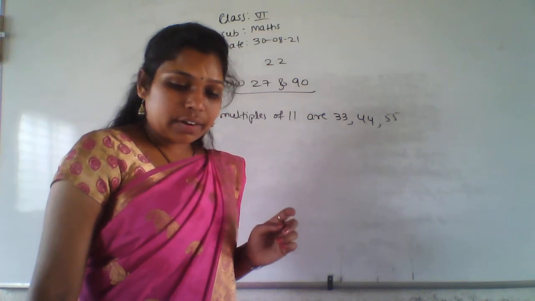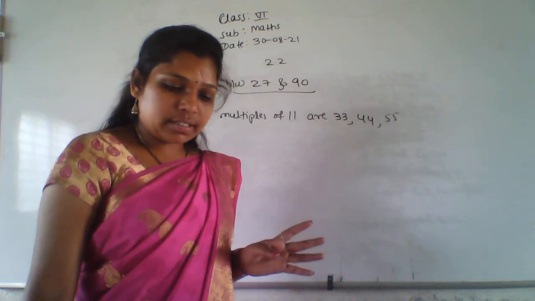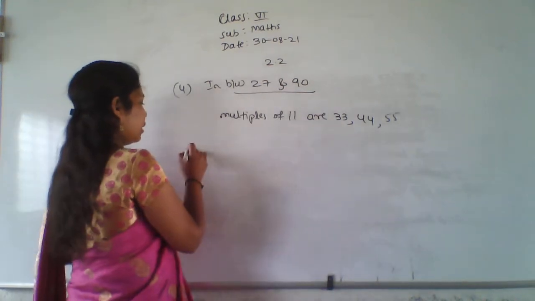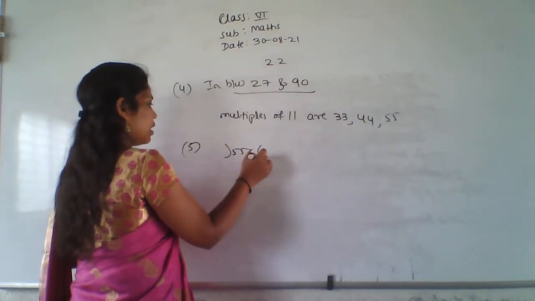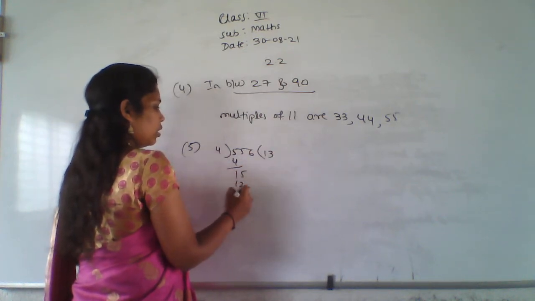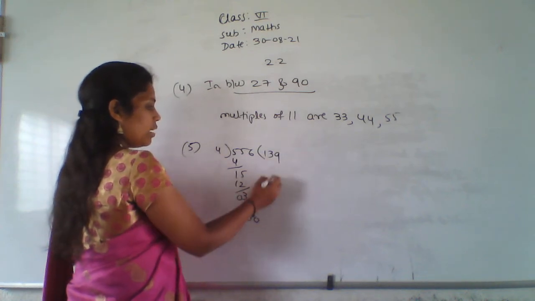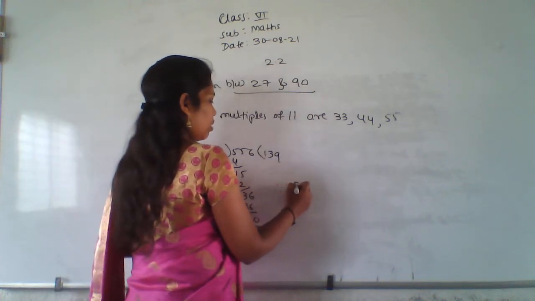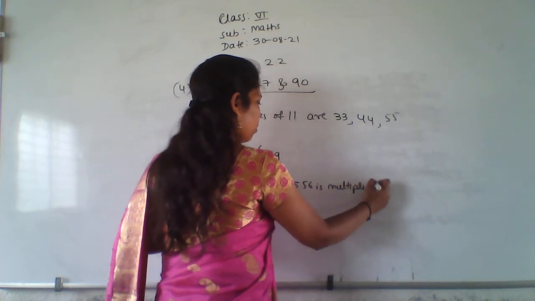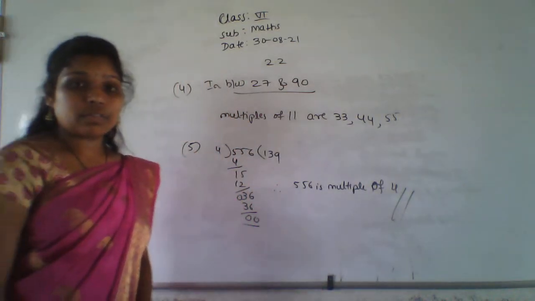Next, check whether 556 is a multiple of 4 or not. Same thing, we have to do the division here. Fifth main, 556 divided by 4. 4 ones are 4, 1 left, 4 threes are 12, 3 left, 4 nines are 36. So the remainder is 0 here, therefore 556 is a multiple of 4.